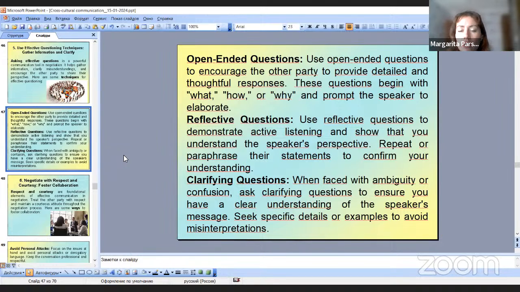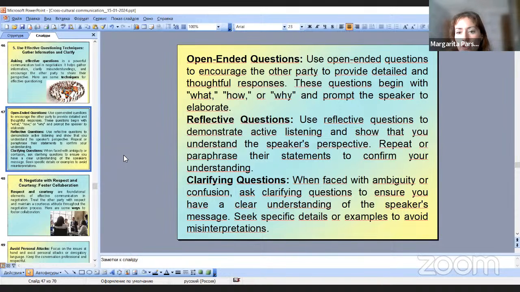Reflective questions. Reflective questions demonstrate active listening and show that you understand the speaker's perspective. You repeat or paraphrase their statements to confirm your understanding. So questions can be re-asked, paraphrased, or said in other words to confirm that you understand and that the other person understands you.